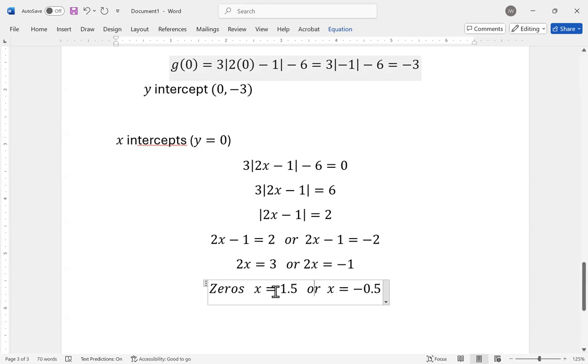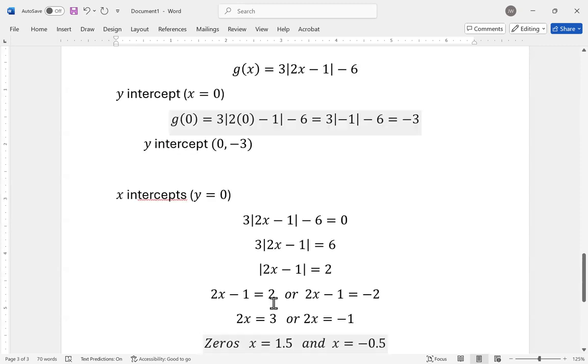Linguistically, we say x could be this or x could be that. Another way we can say it is that the zeros are x equals 1.5 and x equals -0.5. I'm not picky on the language. I just want you to know that there's two of them. They both give out a 0 when you plug them in for your input value in g of x.